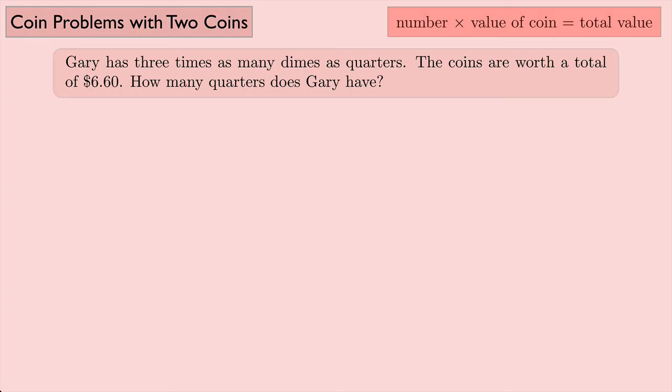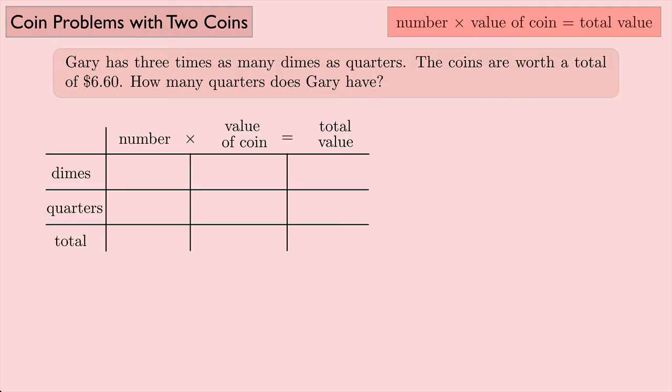Gary has 3 times as many dimes as quarters. The coins are worth a total of $6.60. How many quarters does Gary have? Okay, so I'm going to start with making a chart, and this time I have dimes and quarters. So here's my chart, and I'm going to let D represent the number of dimes and Q represent the number of quarters.